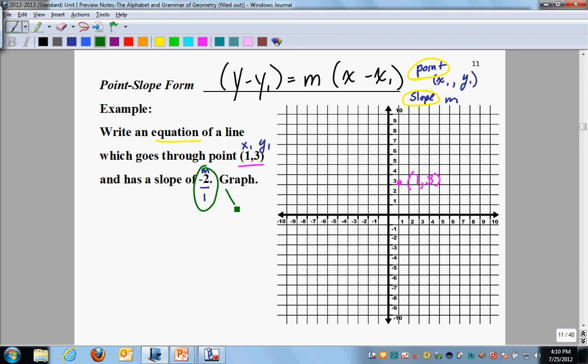And then our slope, notice it's a negative slope, so I know it's going to go down from left to right. So I'm going to go up 2 and over 1 to the left to make it tilt downward, or I could go down 2 over 1 to the right. I'm going to go ahead and graph this line through the given point and the slope. Now we want to write an equation of a line, so we're going to do that by writing this equation out.